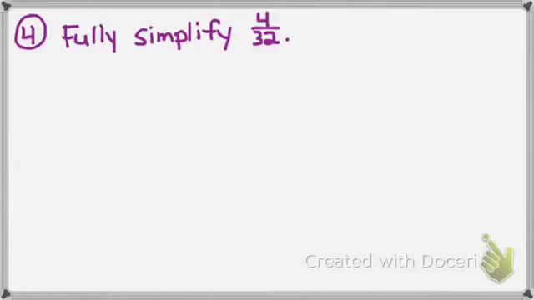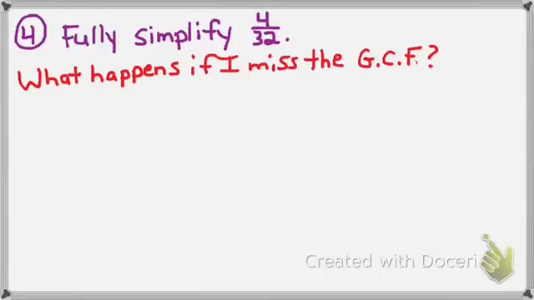And our last example, example number 4, says fully simplify 4/32. Now, I want to show you what happens if you don't find the GCF, you just find a common factor and not the greatest common factor. And in real life, this is going to happen because we're human beings. We're not perfect. We make mistakes. I make them all the time. You know that. Everybody makes mistakes. So let's see what happens and how we can fix it if we do make a mistake.